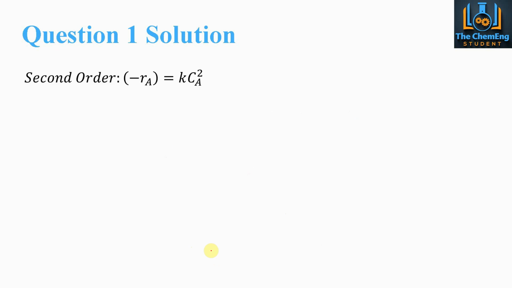Now, we still have to take into consideration the order of the reaction. So now we're going to turn our attention to the minus Ra term. We know from general reactor design that the rate of reaction for a second order reaction is the reaction rate constant K multiplied by Ca to the power 2. So that's the concentration of A to the power 2, and that denotes a second order reaction.